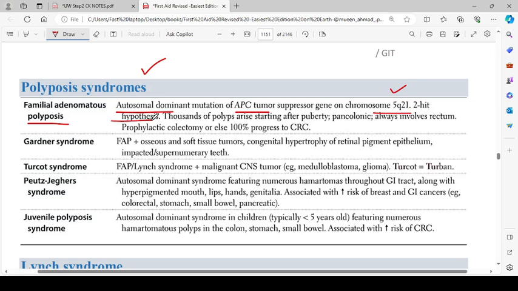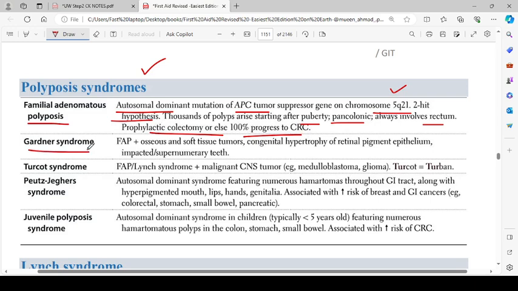Two-hit hypothesis means that one gene was defective when the child was born and the second hit occurs during the lifetime, and that results in both the genes being abnormal, and ultimately the syndrome occurs. Thousands of polyps arise starting after puberty. Pancolonic, always involves the rectum. Prophylactic colectomy or else it will progress to colorectal cancer in 100% of the situations.